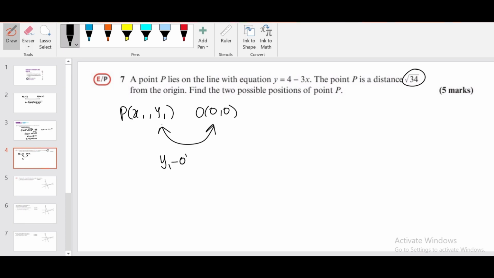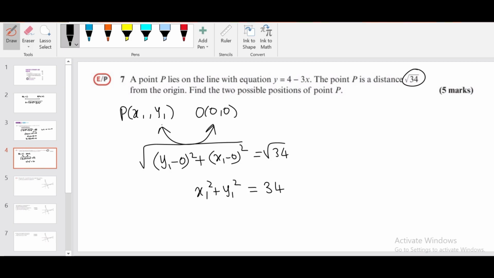Square root of (y2 minus y1) the whole square plus (x2 minus x1) the whole square is equal to square root of 34. This is basically x1 square plus y1 square is equal to 34 when you remove the square root. And then since the point lies on the straight line, sub in here, you get the second equation, 3x plus y, y1 is equal to 4 minus 3x. Now you have simultaneous equations, one quadratic. You will get the values of x and y.